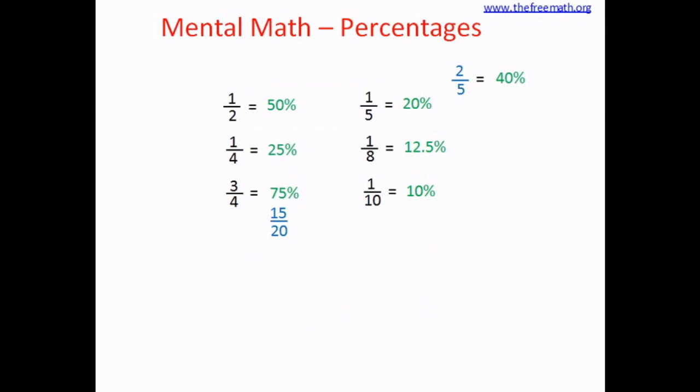And since 2 over 5 is 40%, an equivalent fraction which is 10 over 25, that is also 40%. Or 100 over 250 is also 40%. So you can always reduce any fraction to the lowest term and use the fractions listed here to calculate the percentage.